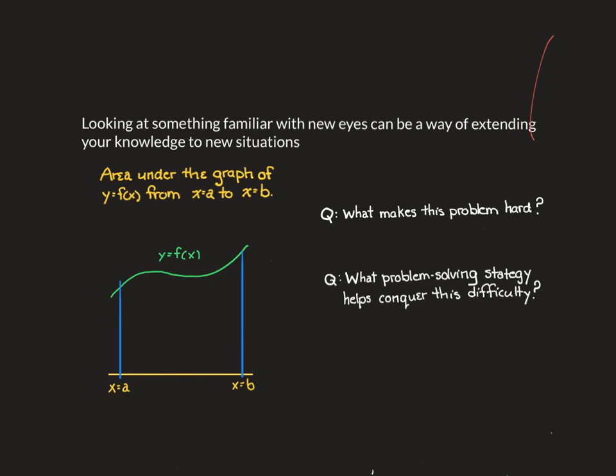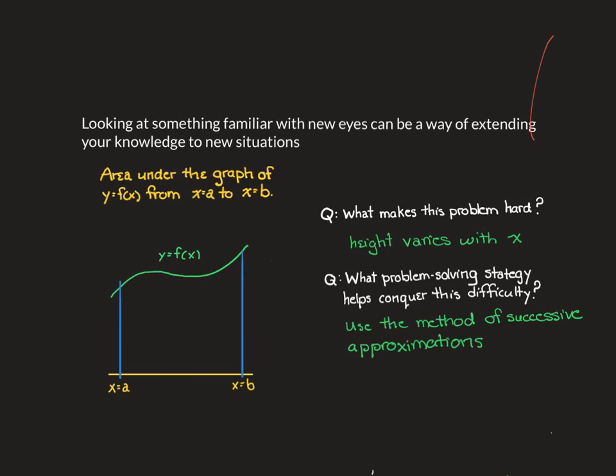I'm going to start by asking, what makes this problem hard? What makes it hard is that the height keeps changing with x. The height varies with x. But what can we do about that? What problem-solving strategy can help conquer this difficulty? We're going to use the method of successive approximations.